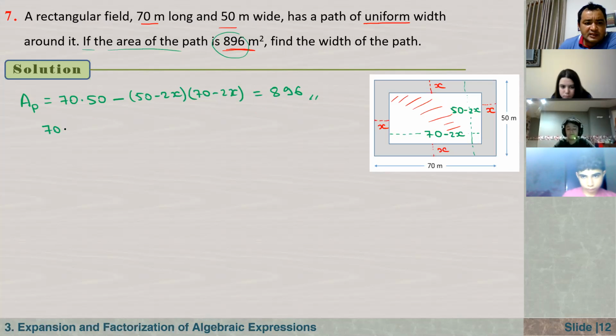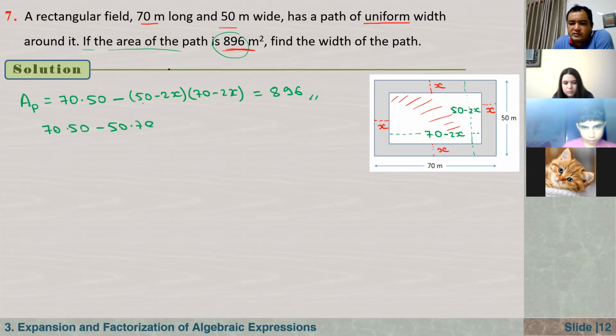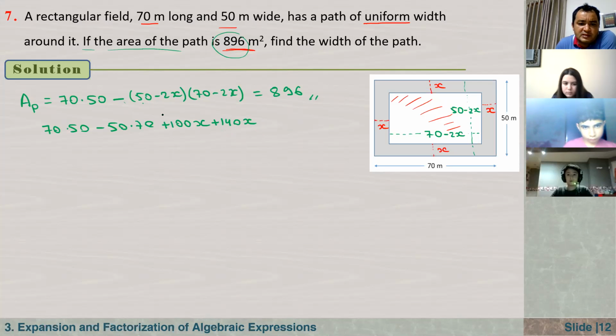Here we have 70 times 50. If you expand this, 50 times 70, with this minus, it is minus 50 times 70. Intentionally, I'm not multiplying this. As you see here, they're going to cancel out each other, right? So 50 times minus 2x is minus 100x, plus, with this minus, it is plus 100x. Minus 2x times 70 is minus 140x, with this minus, it is plus 140x. Minus 2x times minus 2x is 4x squared, with this minus, minus 4x squared.